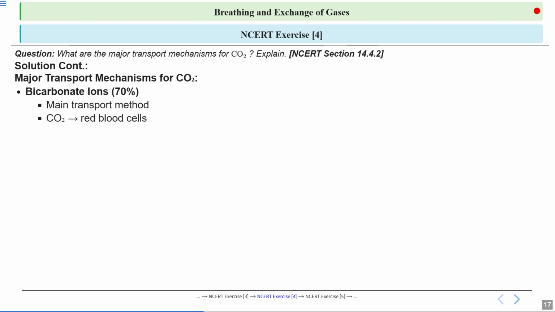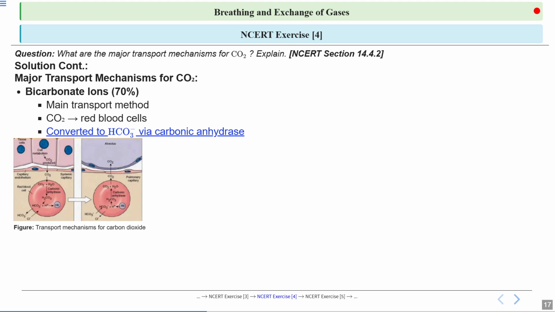Now, here CO2 reaches the red blood cells. 7 to 10% gets dissolved in plasma, but 70% reaches the RBC, the red blood cells. Now, what happens to these red blood cells? Let us see that. It is converted to HCO3 via carbonic anhydrase. This is a very, very important enzyme, carbonic anhydrase.